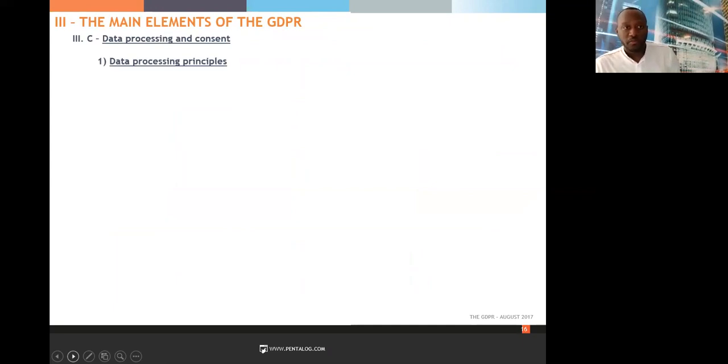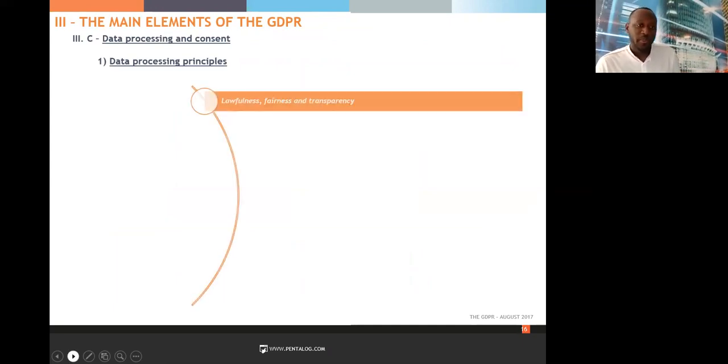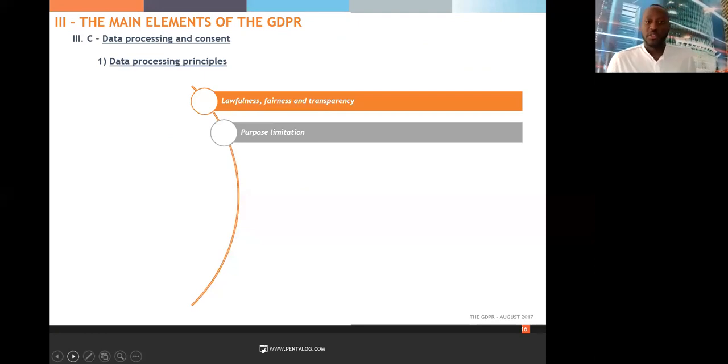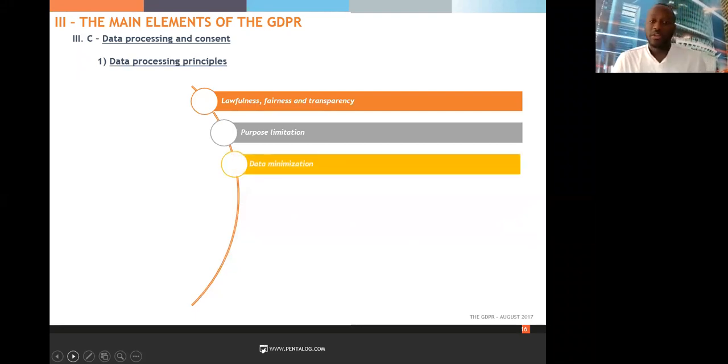The consent, data processing principles. So there are 7 principles. You can find them in the directive, you can find them in the French law Informatique et Libertés. Lawfulness, fairness, and transparency: you should have a legal basis before processing data, and it should be fair and transparent. Purpose limitation: you have to limit what you're collecting to a specific purpose. Data minimization: only take what is necessary for the purpose.